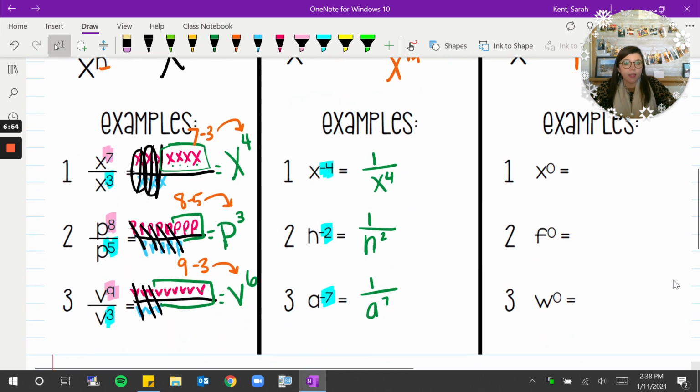So example 1, x to the power of 0 is 1. F to the power of 0, 1. W to the power of 0, 1 as well. So it's this magical power of the power of 0, which means there's nothing there. So we just have 1. So let's look at some examples that put this together.